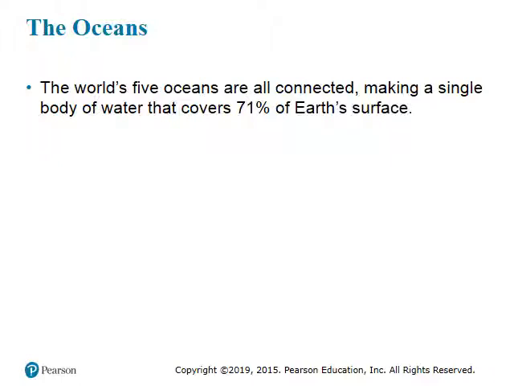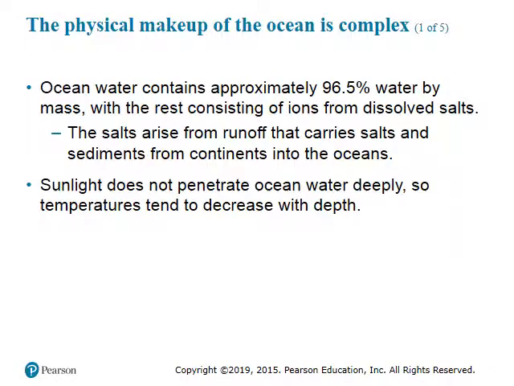So remember, the oceans, we have 5 oceans. They are all connected. The Southern, the Arctic, the Pacific, the Atlantic, and the Indian. And really this makes one big single body of water that covers 71% of Earth's surface.